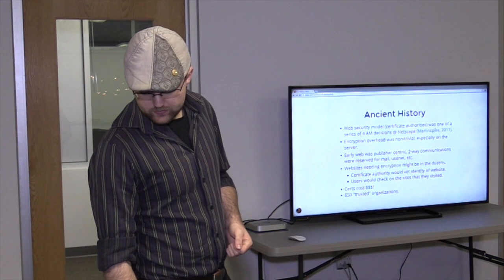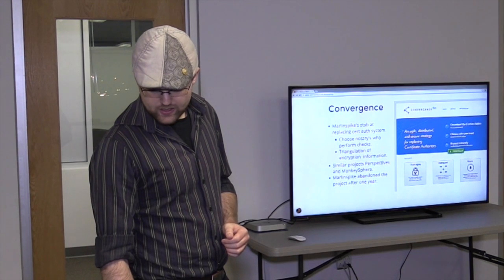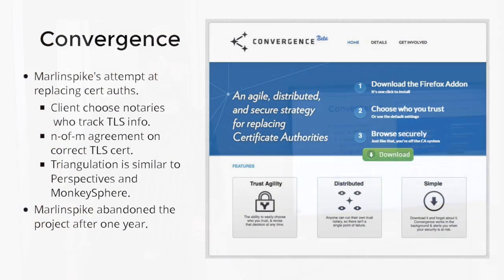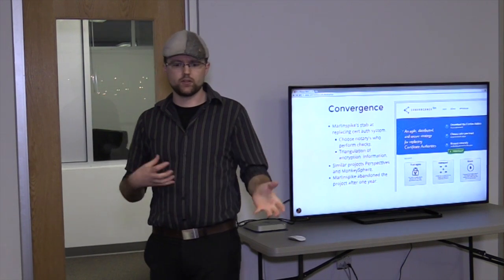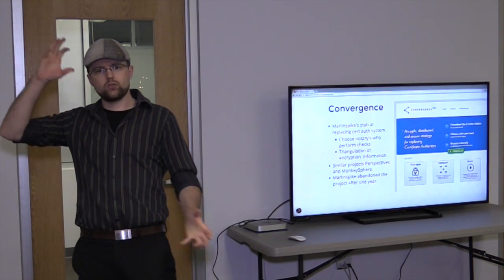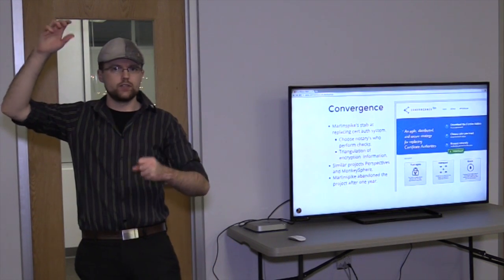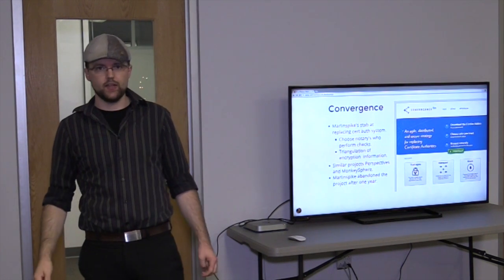The problem is that while these last two problems are infuriating, attempts at replacing them have largely failed because they tried to do too much. Convergence was Marlinspike's stab at replacing the certificate authority system. It was based on the idea that you would have notaries who would track SSL information for all websites on the web, and it would triangulate encryption information, so you'd have at least 3 different independent organizations saying this is the SSL I saw for this site, this is the SSL I saw for this site, and this is the SSL I saw for this site.